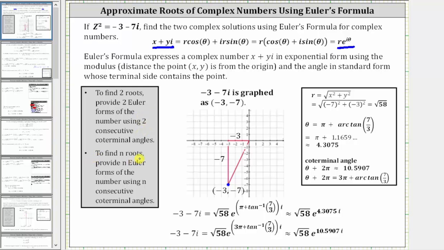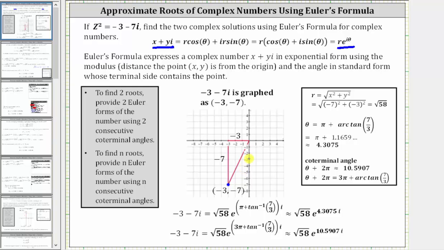In general, to find n roots or n complex solutions, we provide n Euler forms of the complex number using n consecutive coterminal angles. The next step is to plot the point for the complex number -3 minus 7i on the complex coordinate plane. This would be the point (-3, -7), which I've graphed here in blue. Notice I've also sketched the reference triangle.